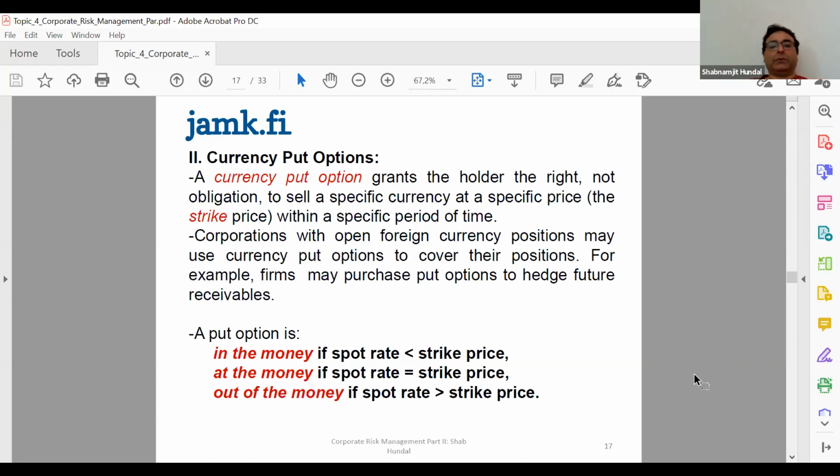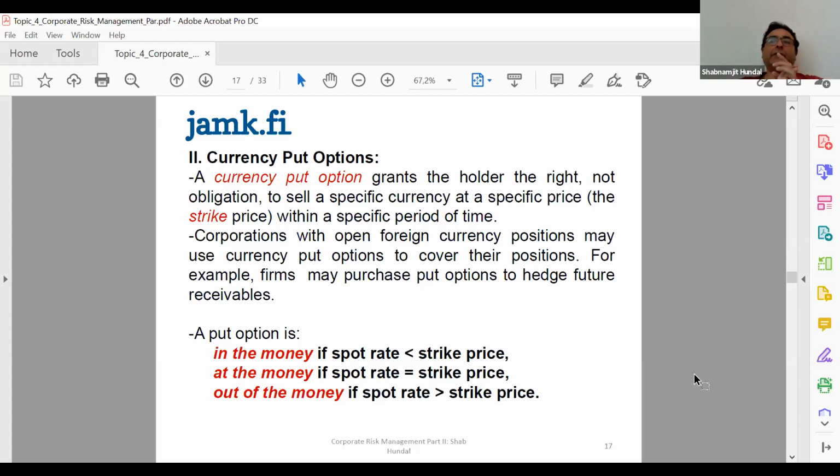Now we discuss the currency put options. Remember that in the call option, in all the examples, you need to pay somebody abroad. But what if you have to earn something from abroad? The money will come to you, but it's not coming instantaneously. It's not coming right now. It will come after an interval.